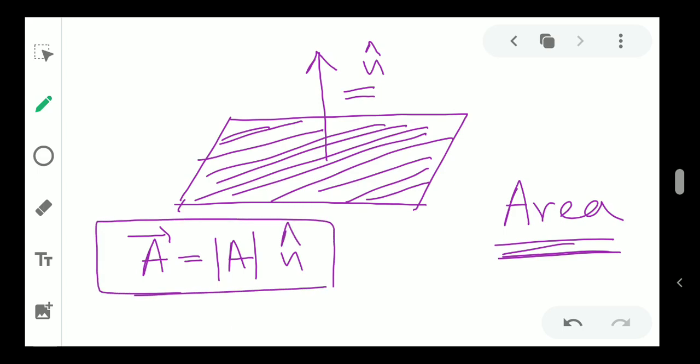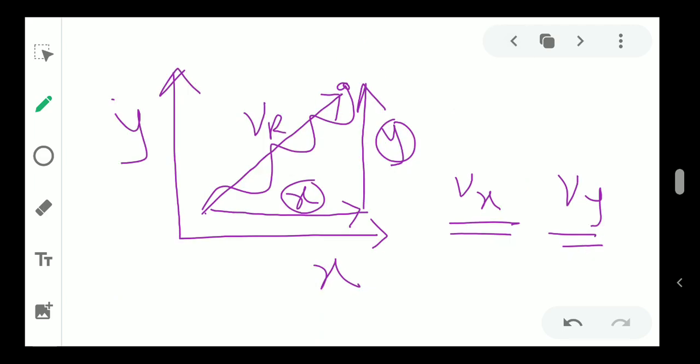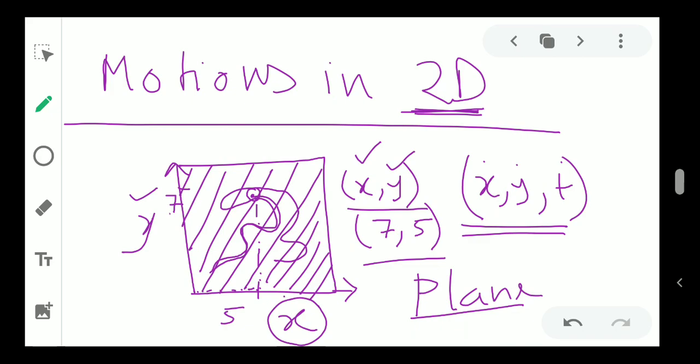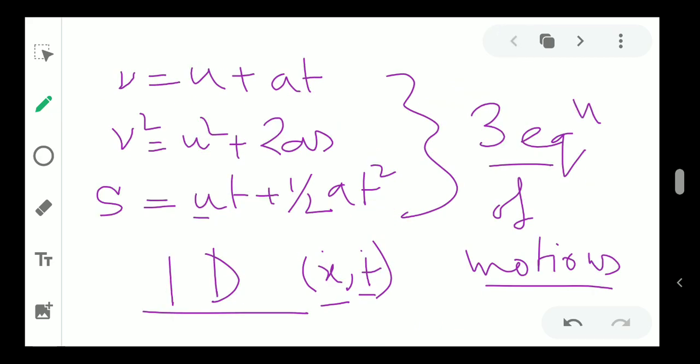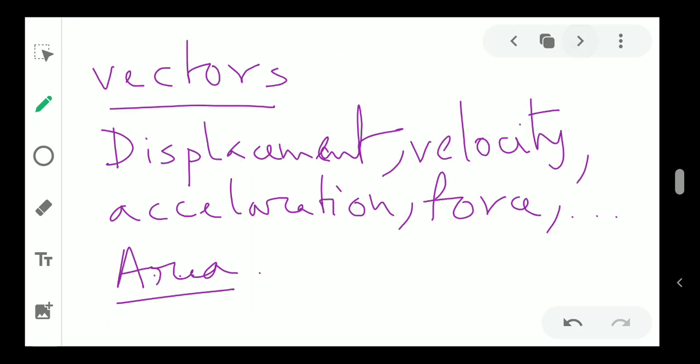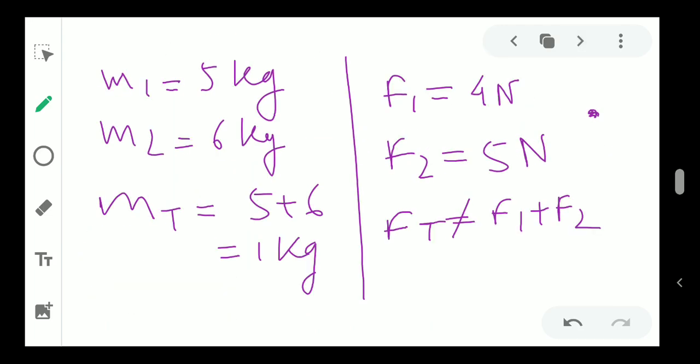So this is it for today. You have learned today about your physical quantities, vector and scalar, and the parameters which we will be using for 2D motion. Fine. So see you tomorrow or the day after tomorrow. Fine.